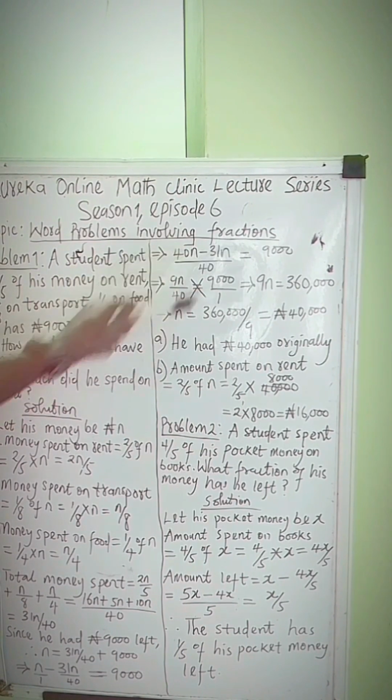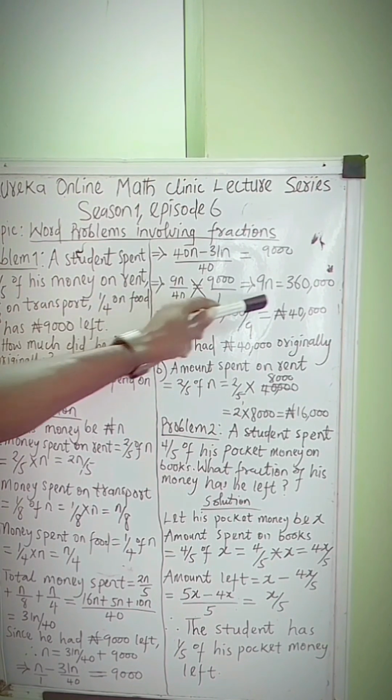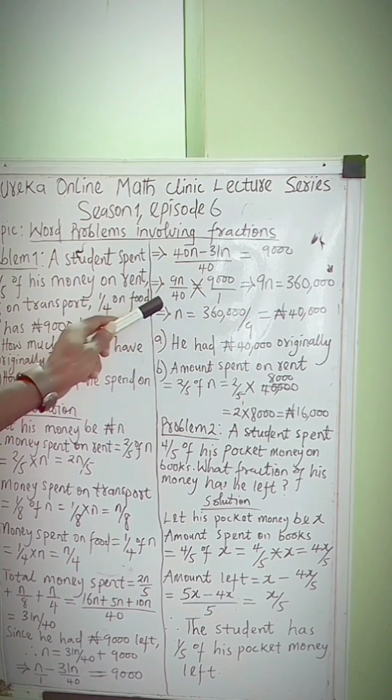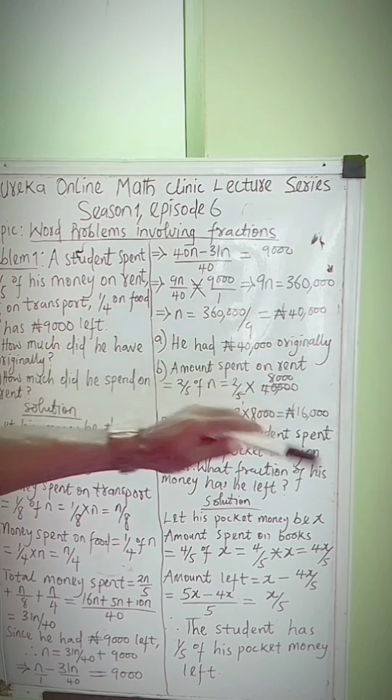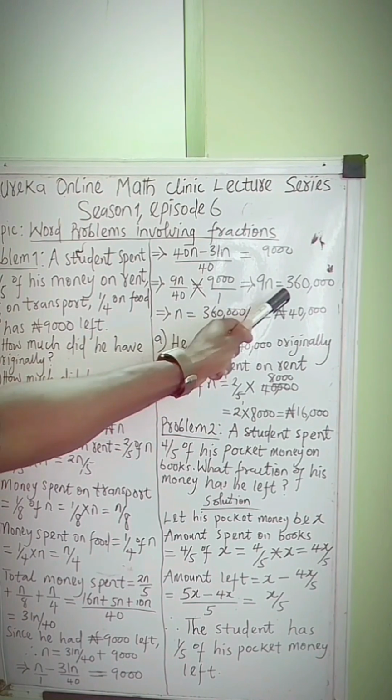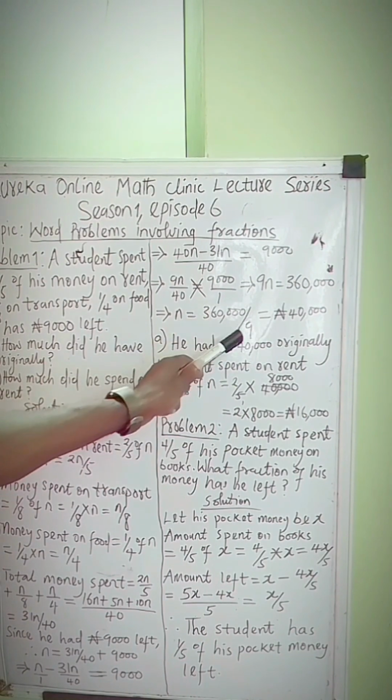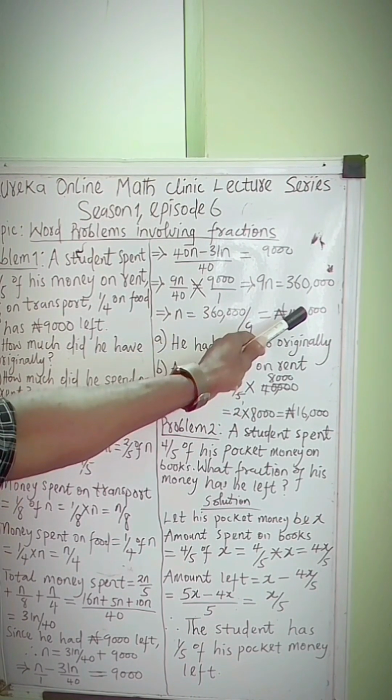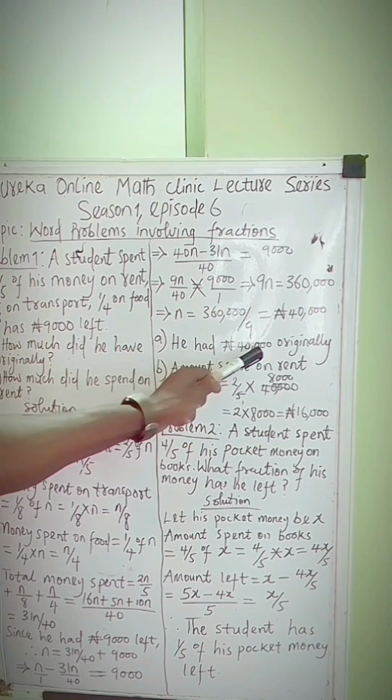So it's cross multiplication. 9n times 1 will give us 9n. Then 9,000 times 40 will give us 360,000. Then from here, n will be equal to 360,000 divided by 9, which is equal to 40,000. So A, he had 40,000 originally.